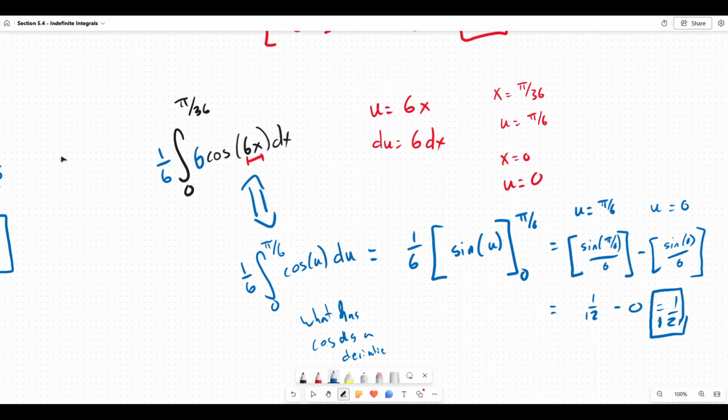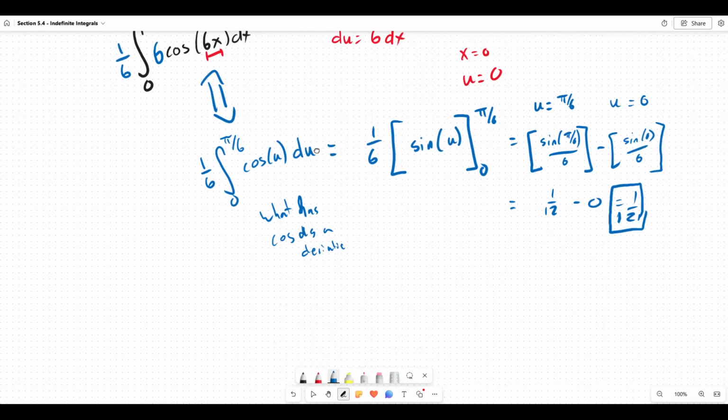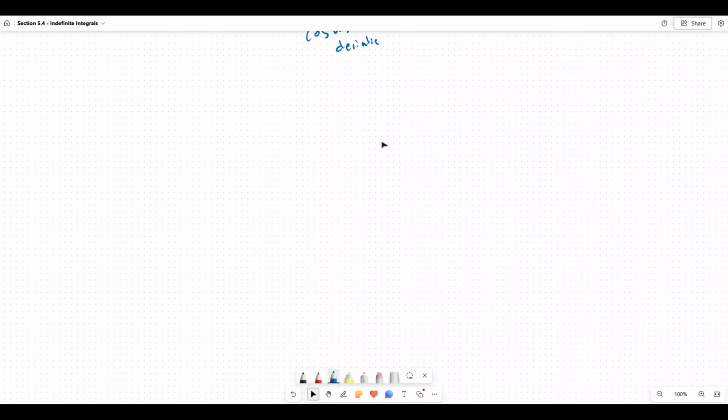So, what is the substitution rule? How does it work? The substitution rule is just the inverse of the chain rule. And it helps us solve things that don't have obvious integral rules. For example, I'm not going to do this one. I don't know what the integral of x squared times e to the x cubed plus 8 is.